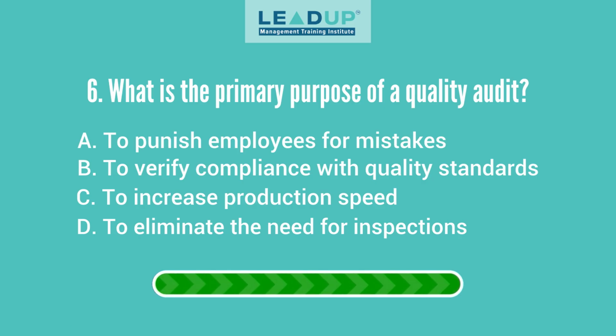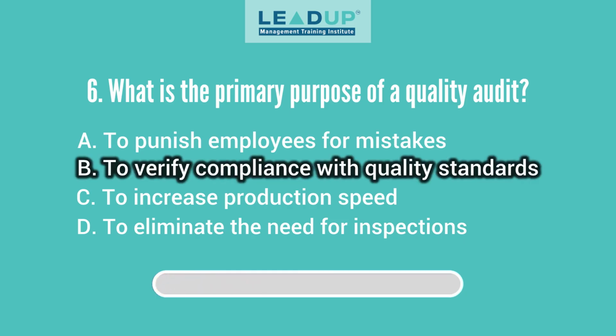Question 6. What is the primary purpose of a quality audit? A. To punish employees for mistakes. B. To verify compliance with quality standards. C. To increase production speed. And D. To eliminate the need for inspections. The answer is to verify compliance with quality standards.